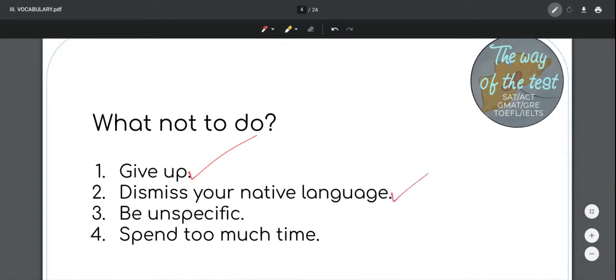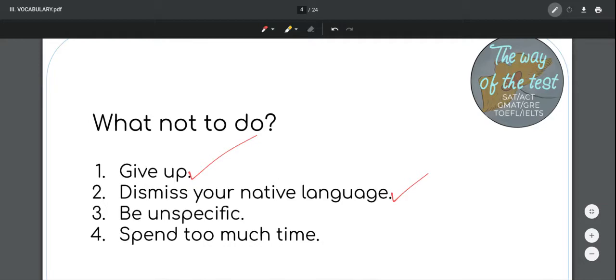Do not dismiss your native language. Sometimes when you study English, especially if your native language is a Romance language like Spanish or French or Italian, they will tell you to be very careful about not confusing words that sound the same, but they're not the same. These are called the false friends, the false amis. So you don't want to believe that a word, just because it sounds like a word in your native language, has the same meaning.